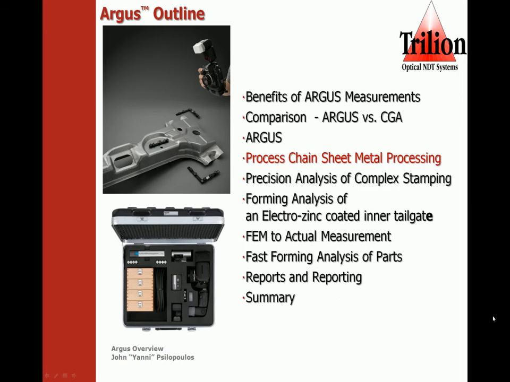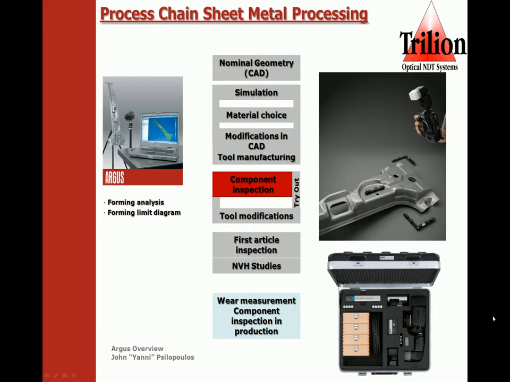We're now going to go over the process chain sheet metal processing. Many people think that the ARGUS system is an end result FLD pass or fail. This is untrue. The ARGUS can be implemented as early as your tryout process. A panel can be etched, stamped, and measured to find out a complete roadmap of hotspots and gradients to see where the problem areas on the part are.